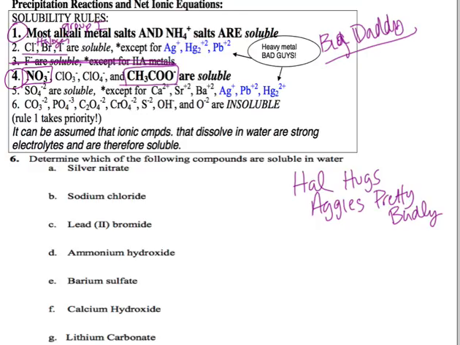Hal: all halogens are soluble except mercury, silver, and lead. Pretty badly is lead. All right? Hal's right here. Here's Hal, and he can't hug. He hugs pretty badly. That's an A&M helmet.